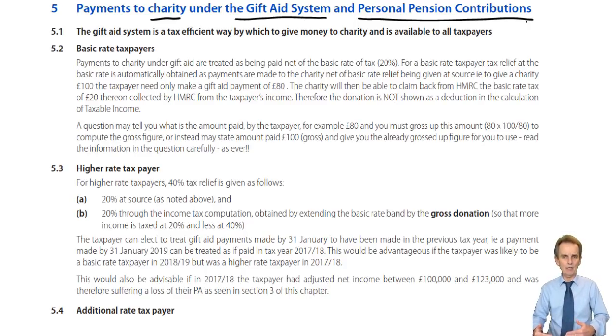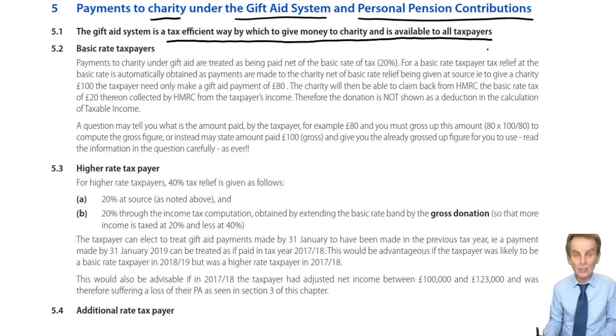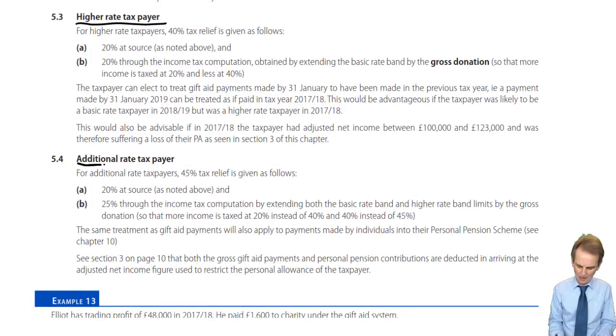And that's what this note explains, and then we'll move on to illustrate how it impacts on various areas, for example, the restriction of the personal allowance when we have to compute adjusted net income, as we saw a couple of sessions ago. Right. The gift aid system is a tax-efficient way to give money to charity, and is available to all taxpayers. Now, some taxpayers will only be basic rate taxpayers. More likely, of course, the taxpayer that we may have to deal with in an exam question will be a higher rate taxpayer, and very occasionally we may get up to the giddy heights of being an additional rate taxpayer.